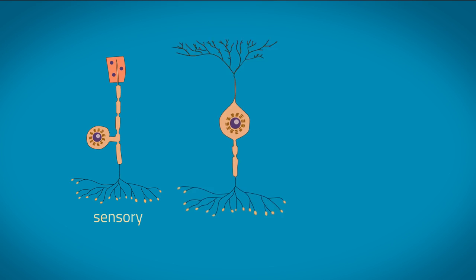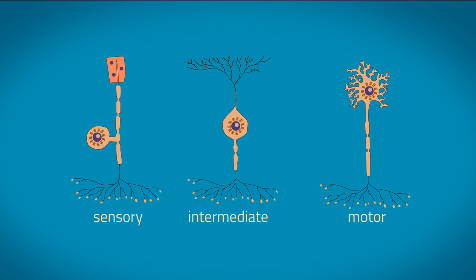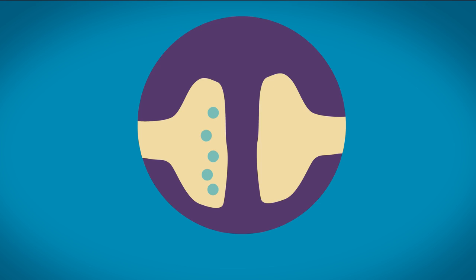So from this video, you should know that there are three different types of neuron, or nerve cells. The sensory neuron, which detects the signal, the relay or intermediate neuron, and the motor neurons, which trigger the response. You should also know how synapses work, transmitting the impulse between neurons.